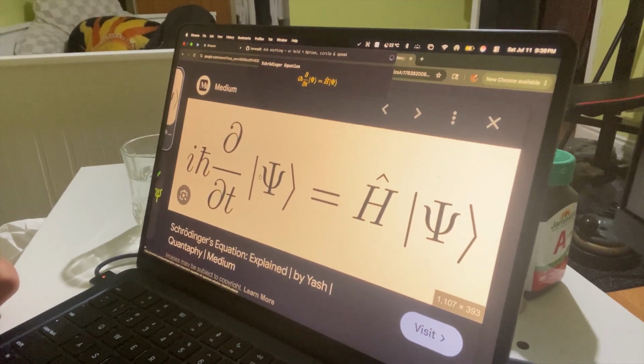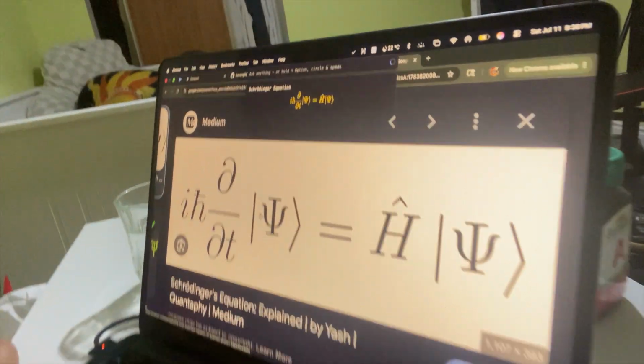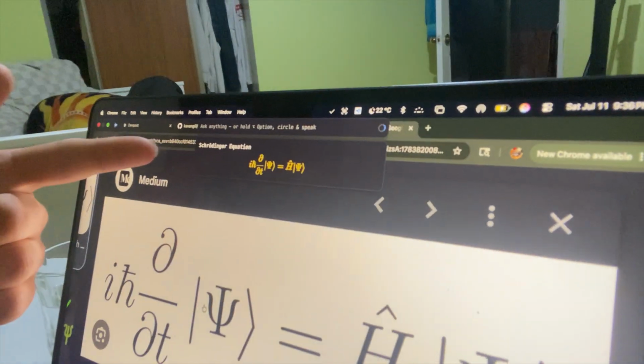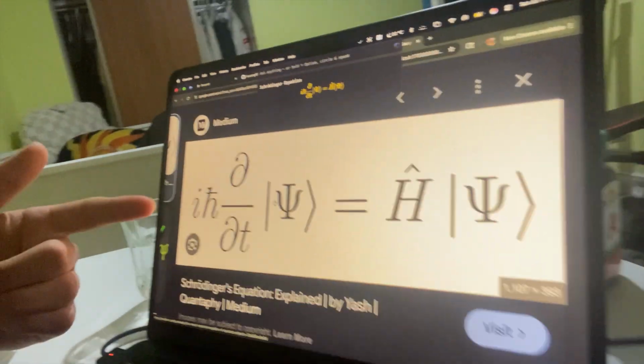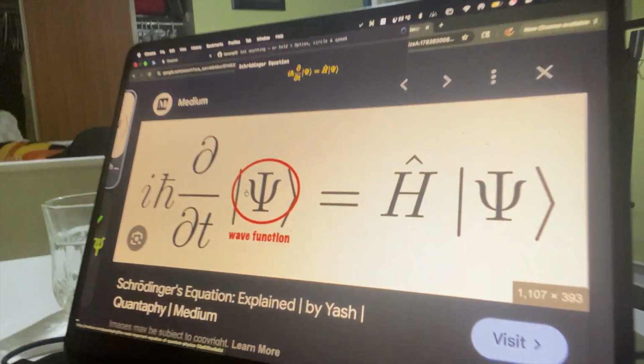This is the Schrödinger equation, the most important equation in quantum mechanics. Let me walk you through each piece. As you can see, it can show me the equation in a circle. Psi is the wave function. It describes the state of a quantum particle. Everything we can know about it is in here.